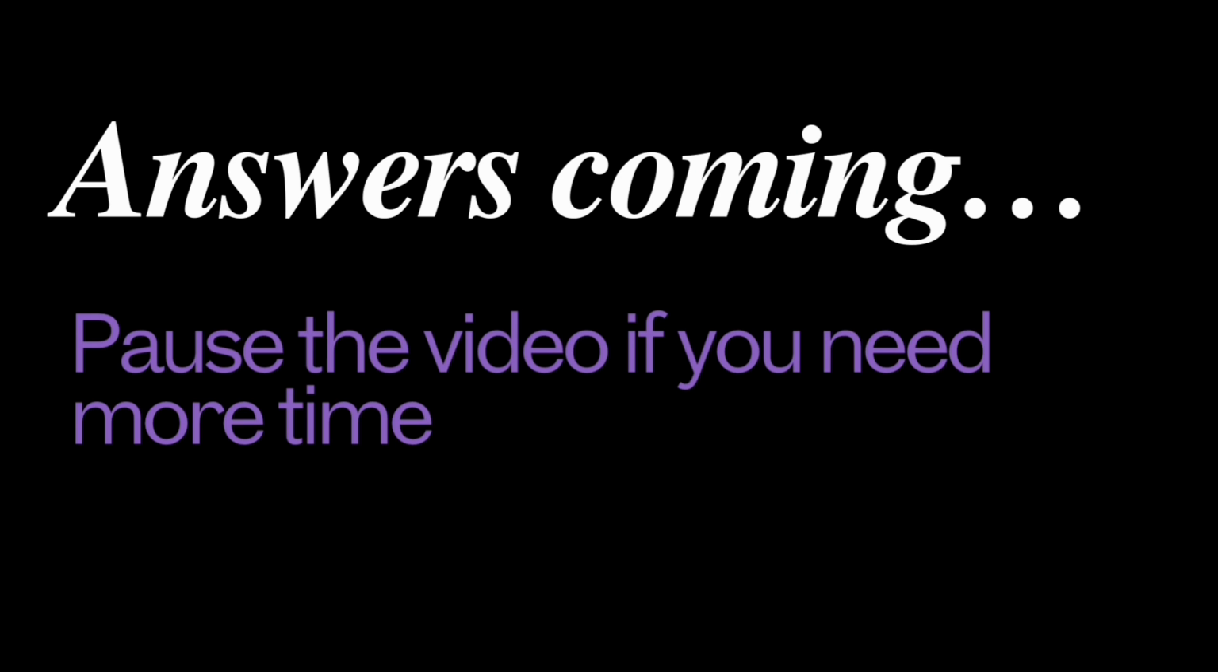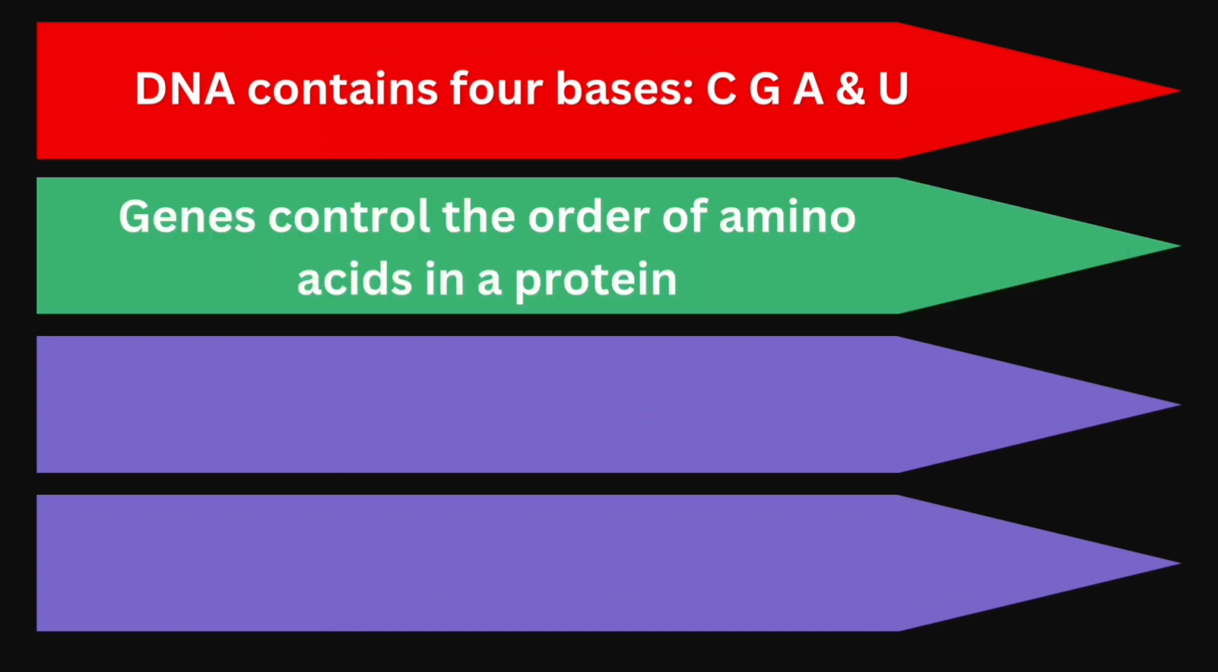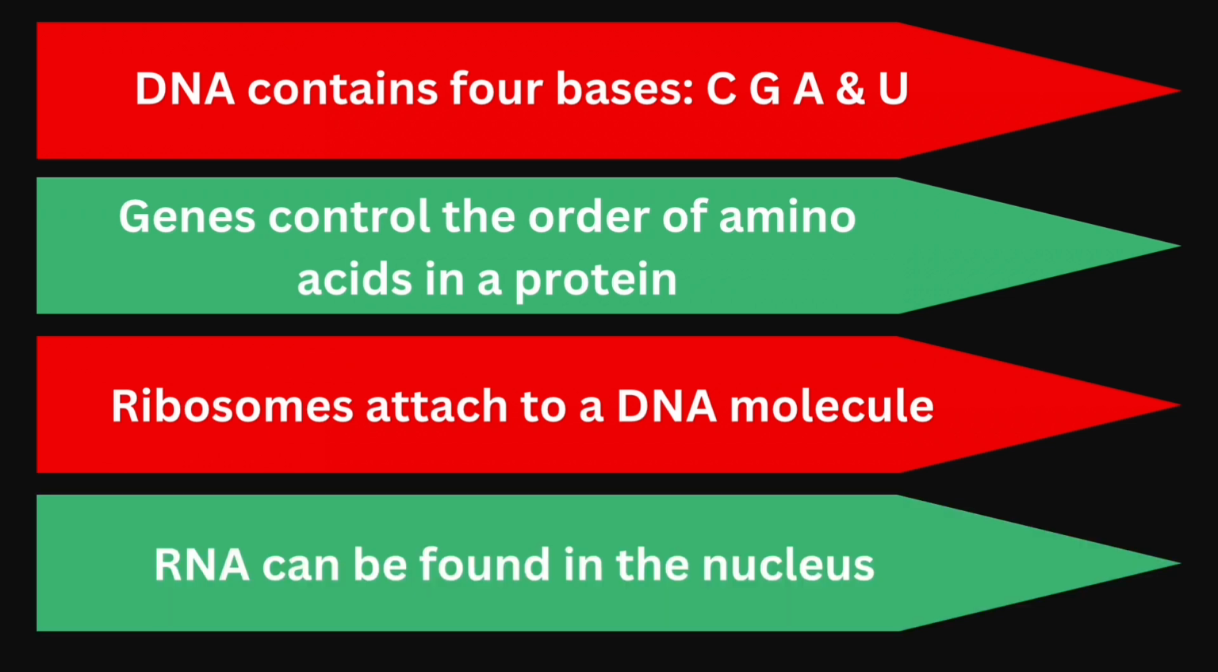I'm about to tell you the answer, so if you need a little bit more time, pause the video now. Our first statement is false because DNA contains 4 bases, C, G, A and T. Our second statement is true. Genes do control the order of amino acids in a protein. Number 3 is false. Ribosomes don't attach to a DNA molecule, they attach to an RNA molecule. And number 4 is also true. RNA can be found in the nucleus because it's produced in the nucleus by copying the DNA, and then it moves into the cytoplasm, so it can be found in the cytoplasm too.